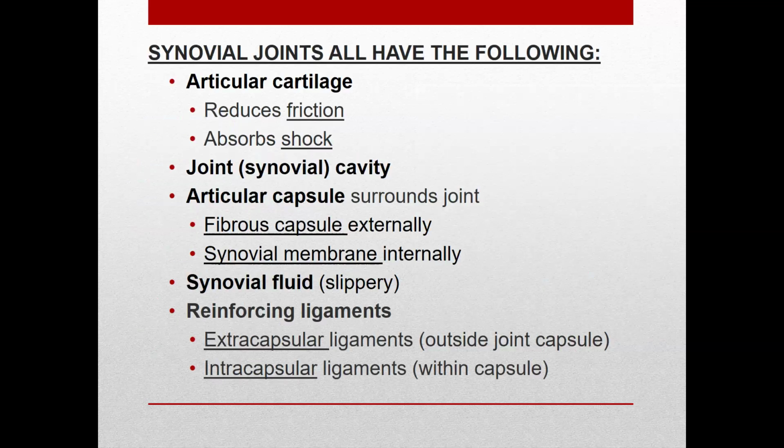Again, here's all the features of a synovial joint. So think of a question that might be something like, which of the following is or is not a feature of a synovial joint? It's going to be everything. You know, everything we have is going to be part of a synovial joint. We're going to have fibers, a synovial capsule with synovial fluid, synovial membrane, and extra ligaments. It's going to have everything.